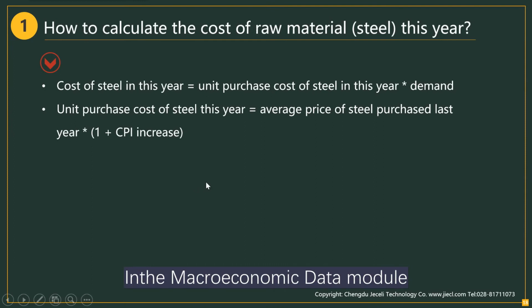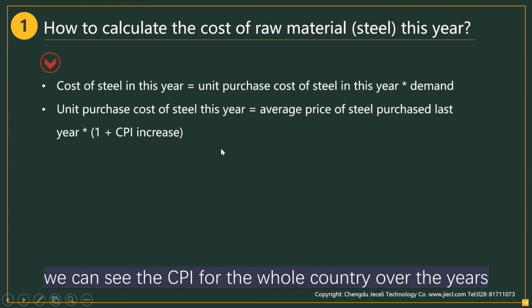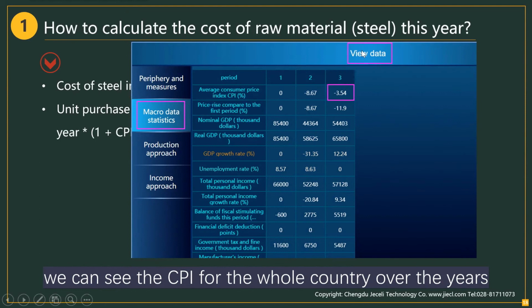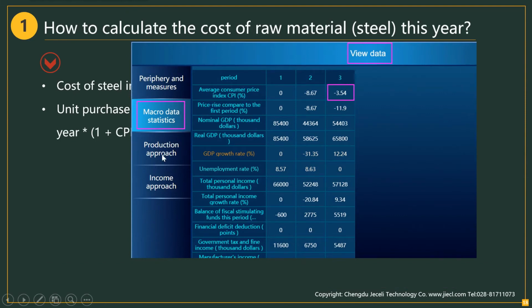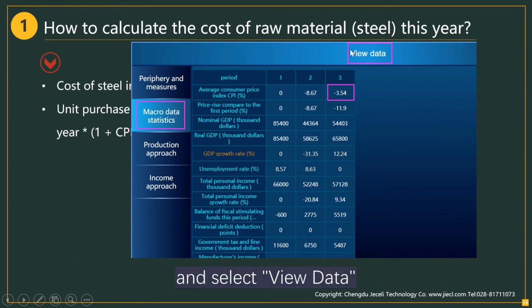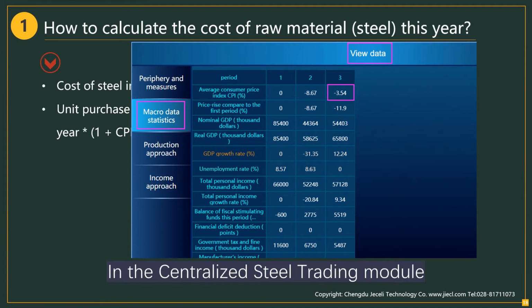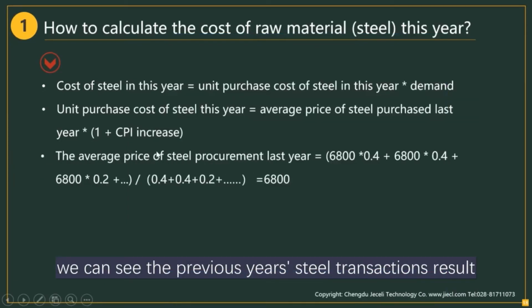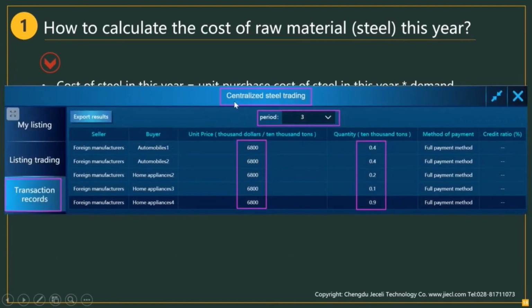In the macroeconomic data module, we can see the CPI for the whole country over the years. Place the mouse over the government module and select View Data. In the pop-up Data View page, select Macro Data Statistics, and we can see that the CPI for the third year is minus 3.54%.